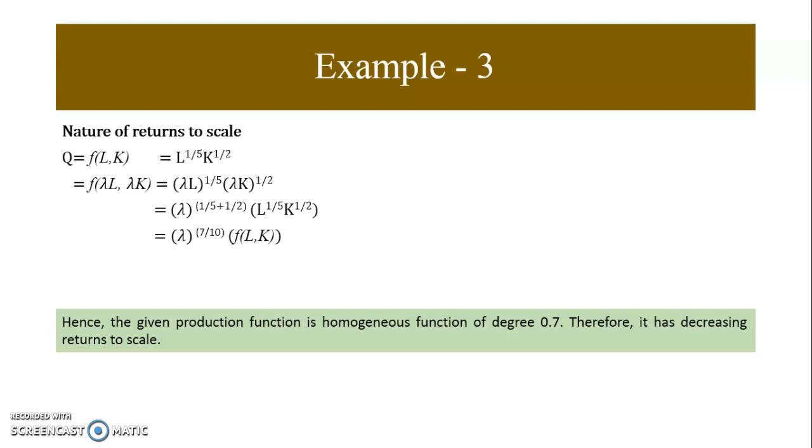If it would have been 1, it means constant returns. Greater than 1 means increasing returns to scale. So in this case, it is showing decreasing returns to scale.